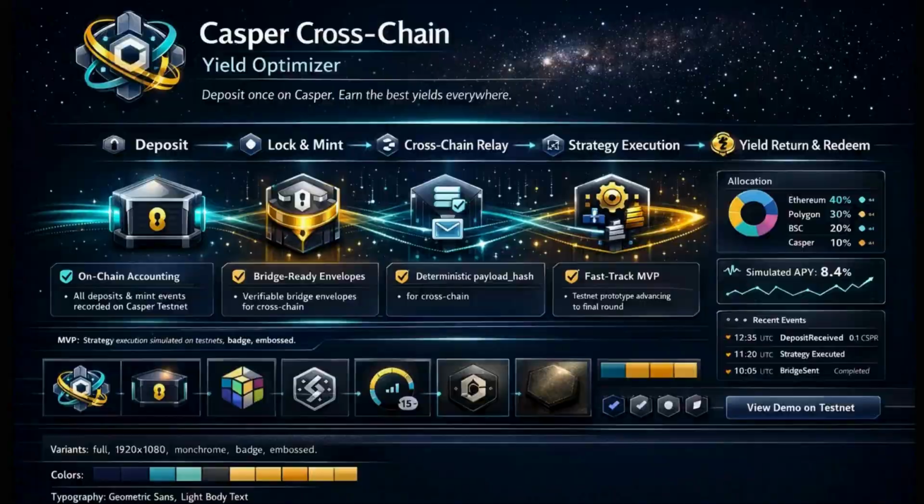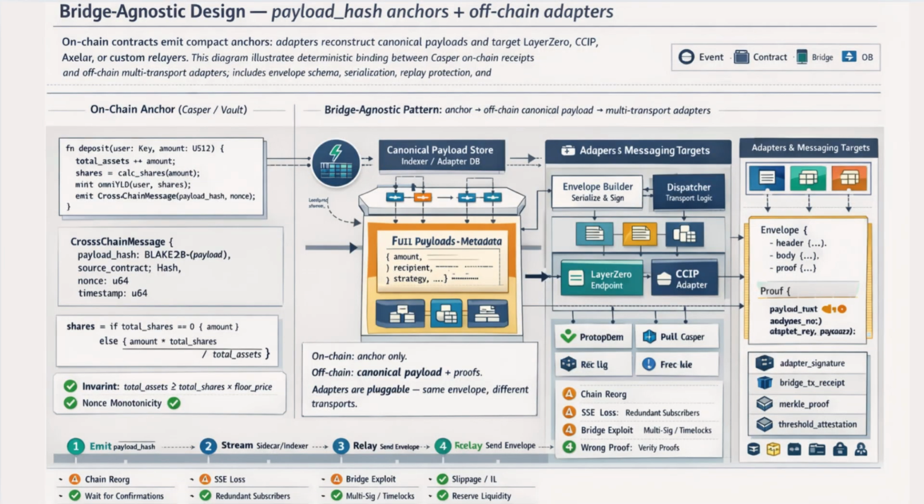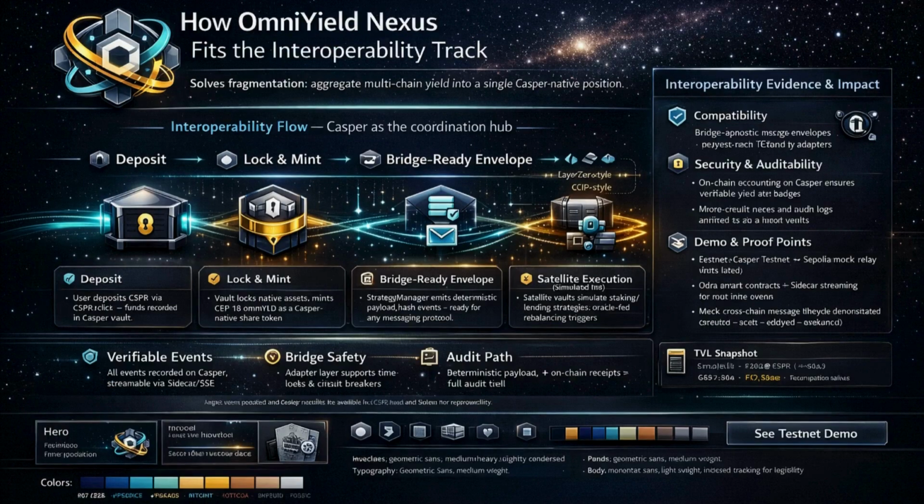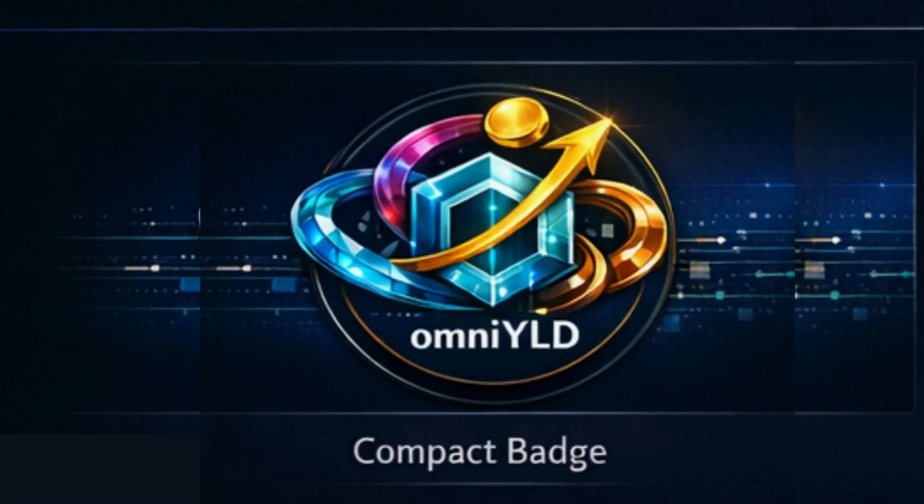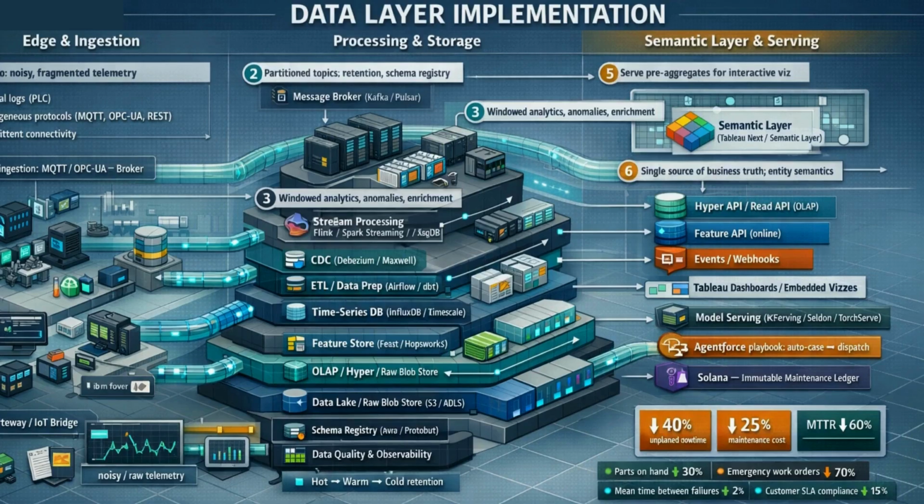Crucially, Casper acts as the canonical anchor. Minting, burn accounting, and event receipts live on-chain, so there is a deterministic audit trail. In short, one deposit, multi-chain exposure, auditable accountability. That's the problem solved: simplicity, safety, and scale.